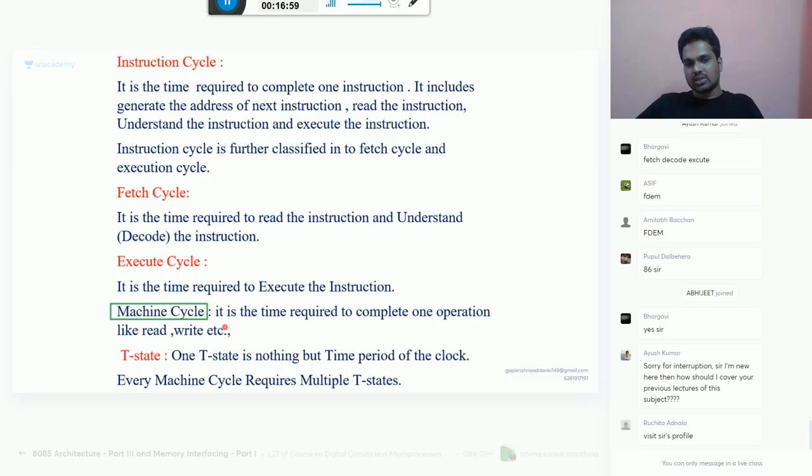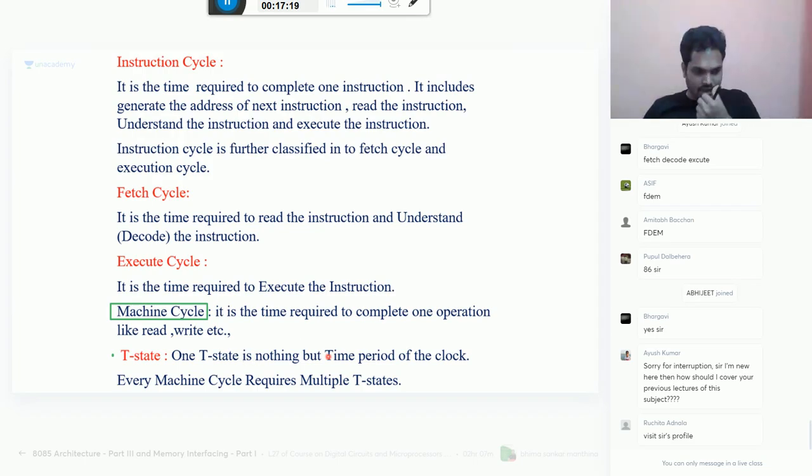So T state. See here how to measure the time. How to measure the time? We measure it in seconds. Like that, we will be measuring now. Similarly, in your computer, the time will be measured as T state. What is the T state? It is nothing but one time period of the clock.